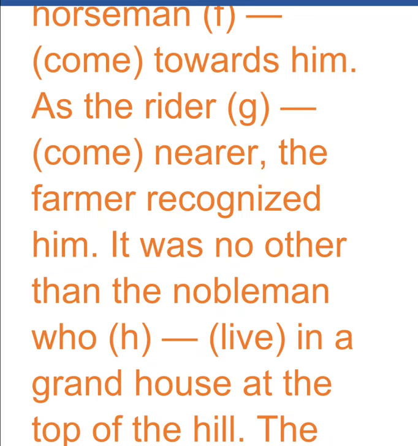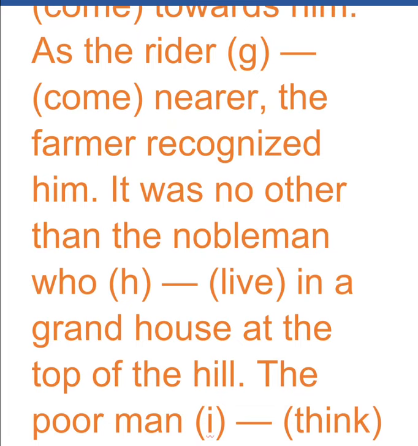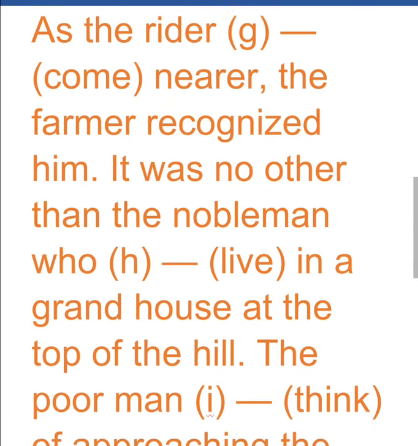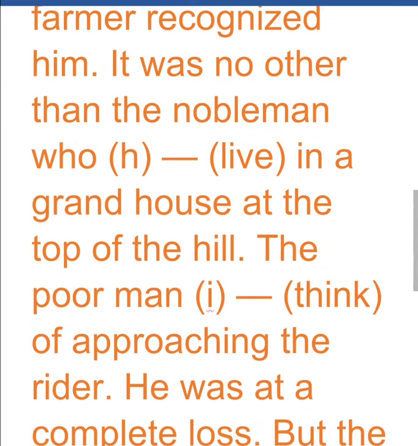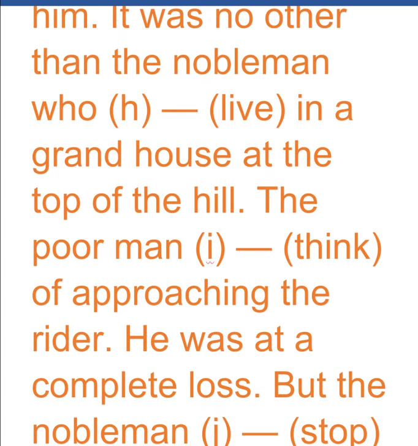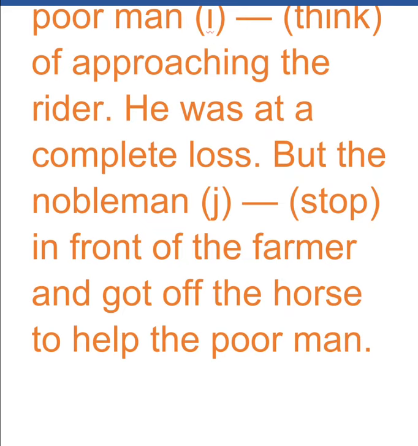As the rider came nearer, the farmer recognized him. It was no other than the nobleman who lived in a grand house at the top of the hill. The poor man think of approaching the rider. The poor man didn't think of approaching the rider. Didn't think, right? Okay. He was at a complete loss.